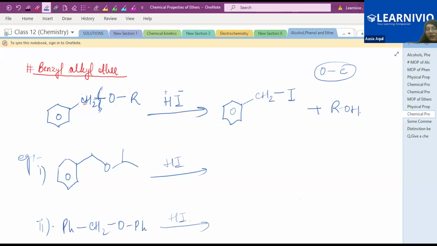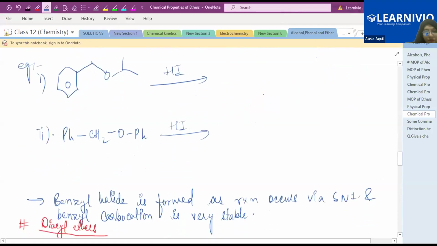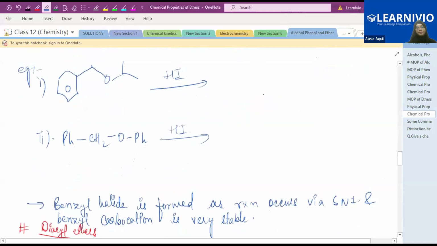Is this clear? How you will cleave the benzyl alkyl ether? Yes or no? Yes, ma'am. Yeah, so when a benzyl alkyl compound of this type is given, you are supposed to break this bond, this benzylic carbon and oxygen bond, right? And the product will be this: ROH, alcohol, plus your compound with iodine. Okay, do this question. Do these examples quickly.